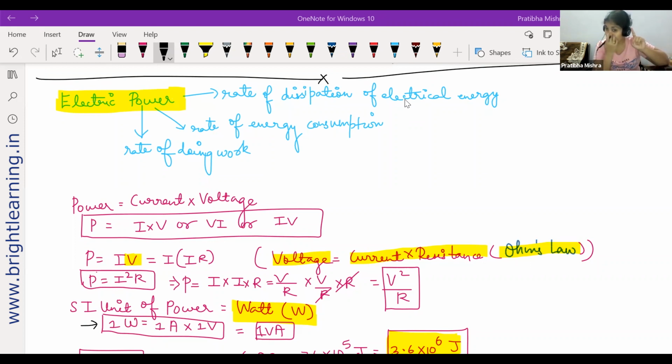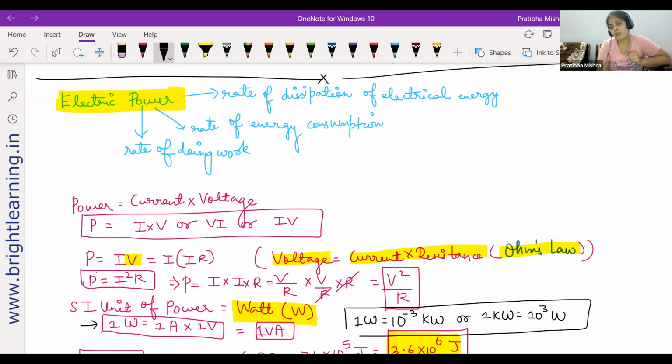1 watt of power. Watt is a very small unit. We do not usually express power in terms of watt, so we use the kilowatt. 1 watt is equal to how much? 1 watt is nothing but 10 to the power minus 3 kilowatt, right? Or 1 kilowatt is nothing but 10 to the power 3 watt. This is how we can write it. Okay, we can use it for derivation and in the questions.